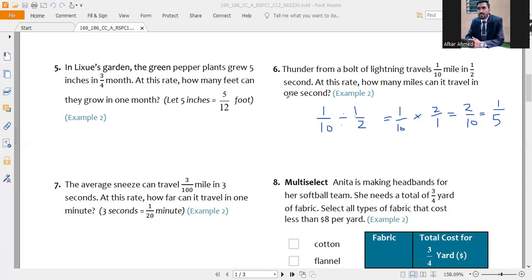Because he's just asking for 1 second, leave this question here. If he asks you to solve it for 1 hour, then you will multiply 1 over 5 by 60. Same is this question.